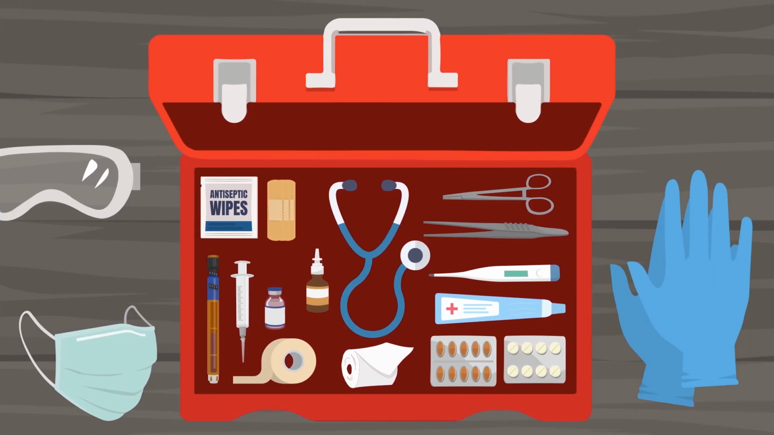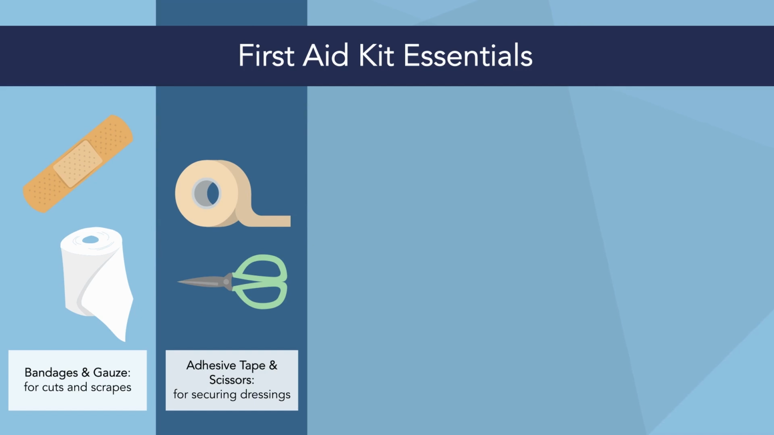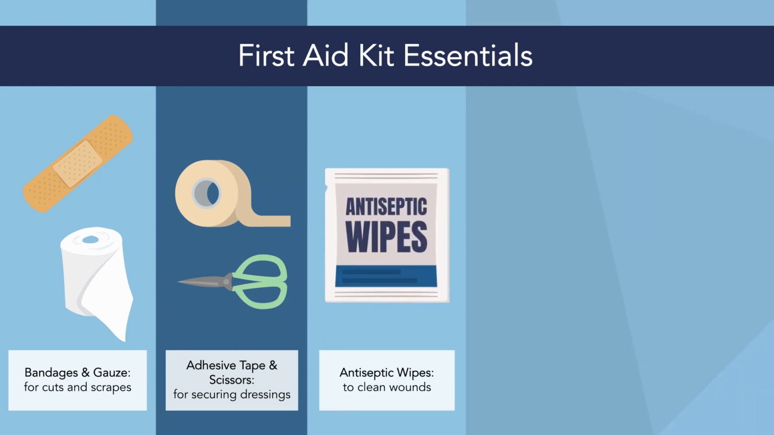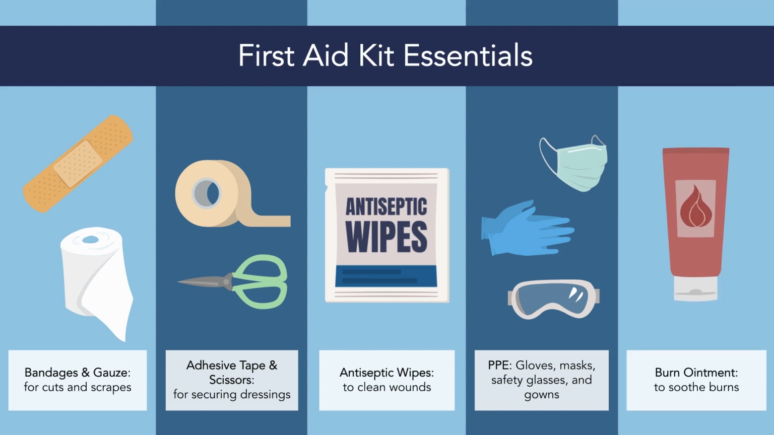Let's talk about an important tool, the first aid kit. Every staff member should have access to a properly stocked kit. So, what's in a good first aid kit? Bandages and gauze for cuts and scrapes. Adhesive tape and scissors for securing dressings. Antiseptic wipes to clean wounds. Personal protective equipment, gloves, masks, safety glasses, and gowns to protect yourself and others. Burn ointment to soothe burns.